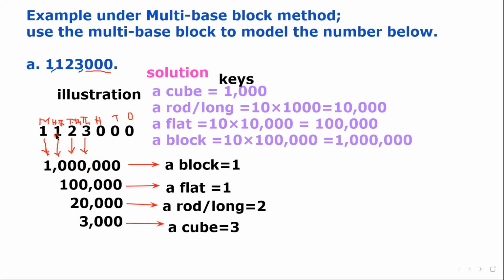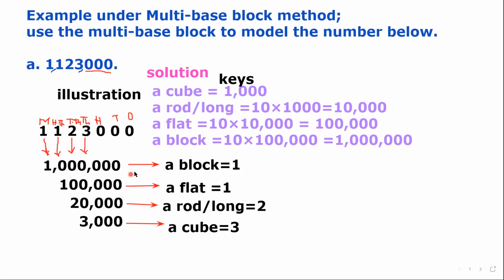And then the next one here, the 1 here is under the hundreds of thousand, which is 100,000. So 1 times 100,000 also gives you 100,000. The 2 here is under the tens of thousand, which is 10,000. So the 2 times the 10,000 also gives you 20,000. And then the 3 here is under the 1,000, and 3 times 1,000 will give you 3,000.